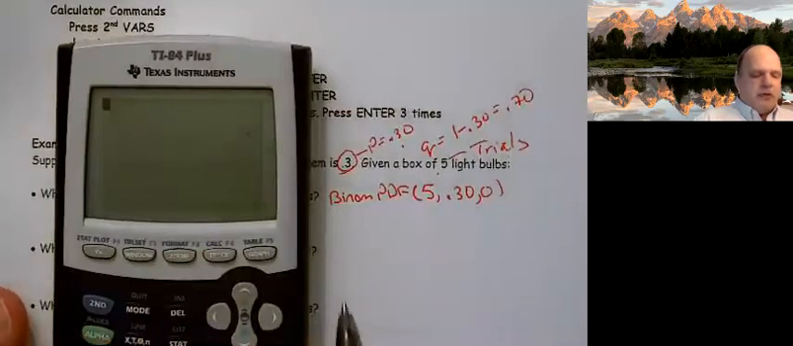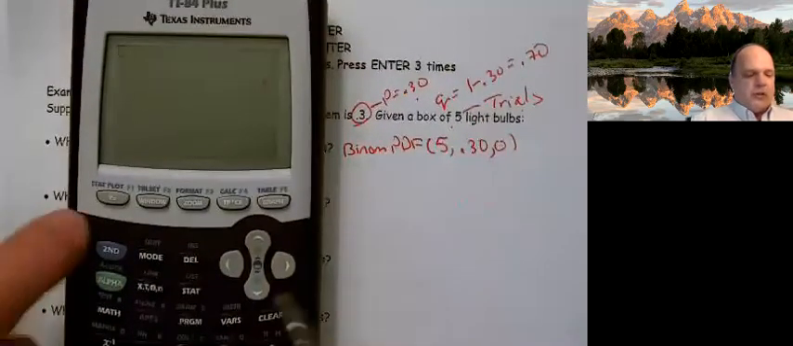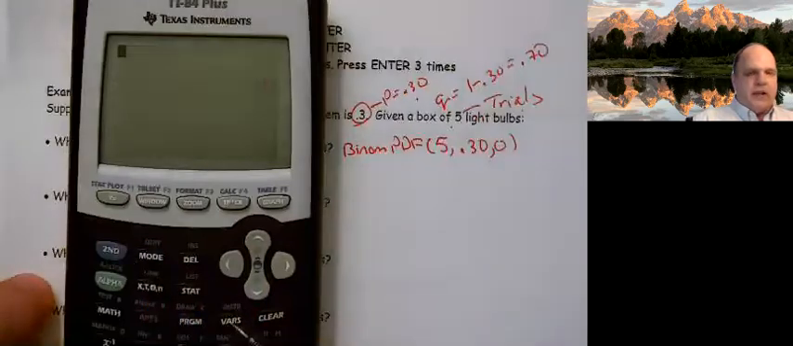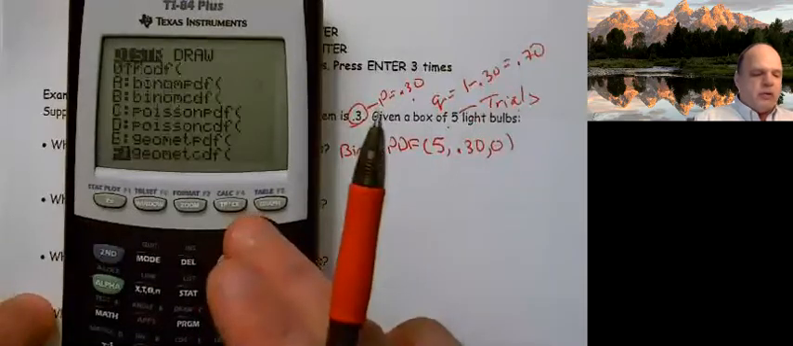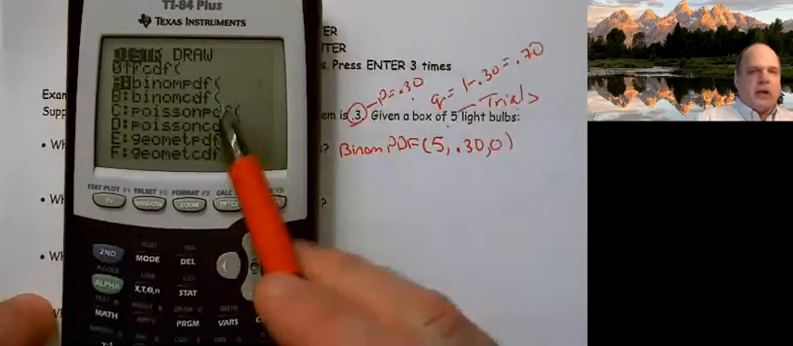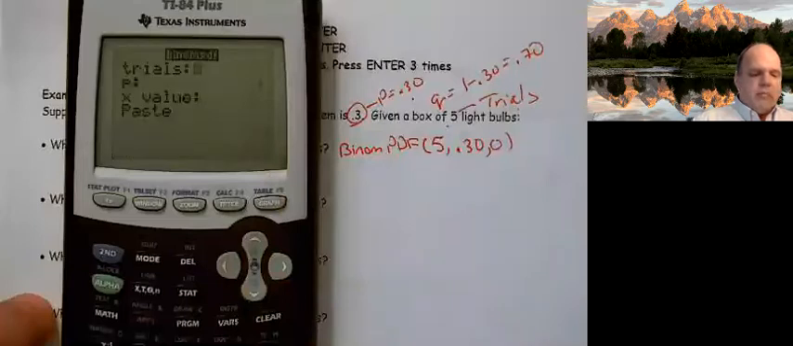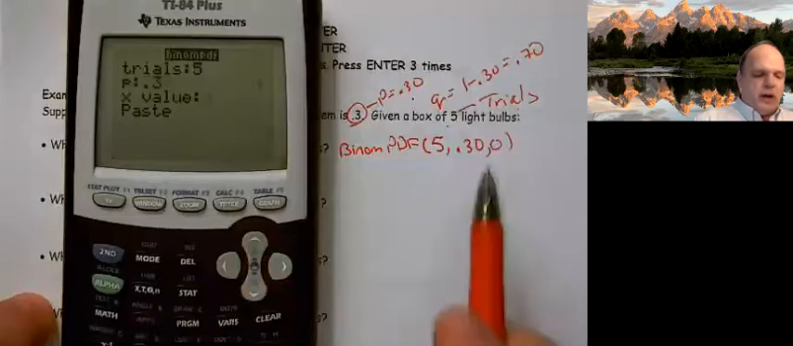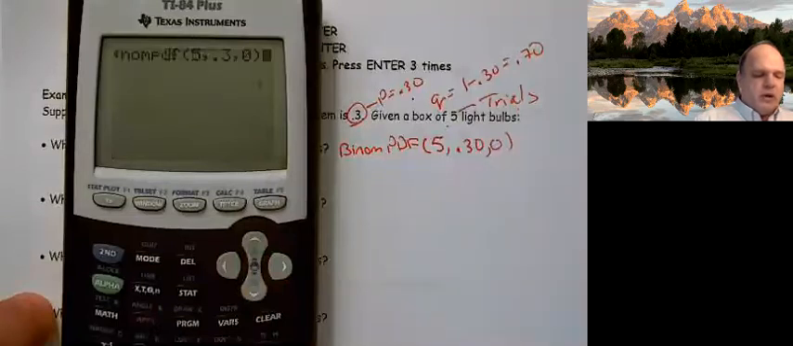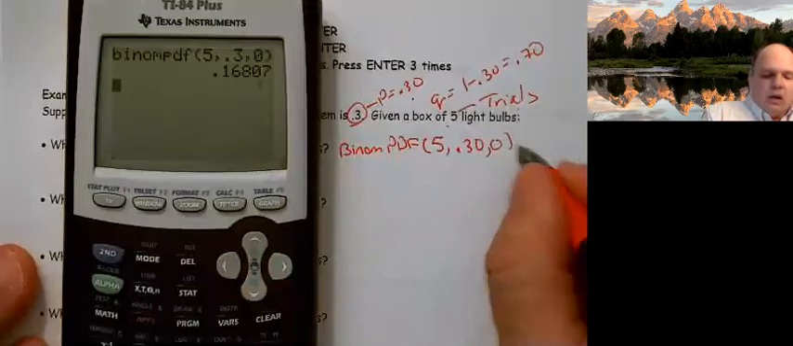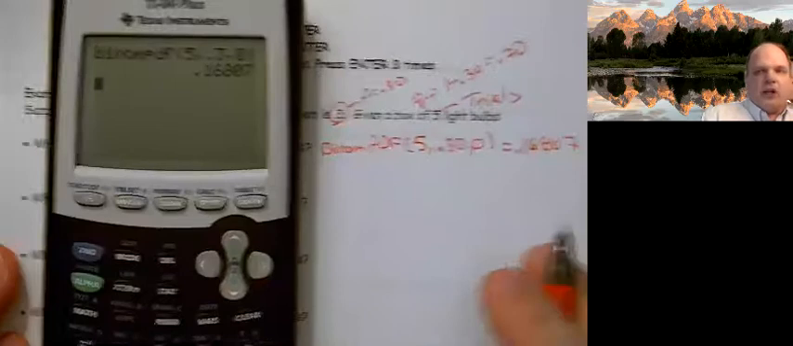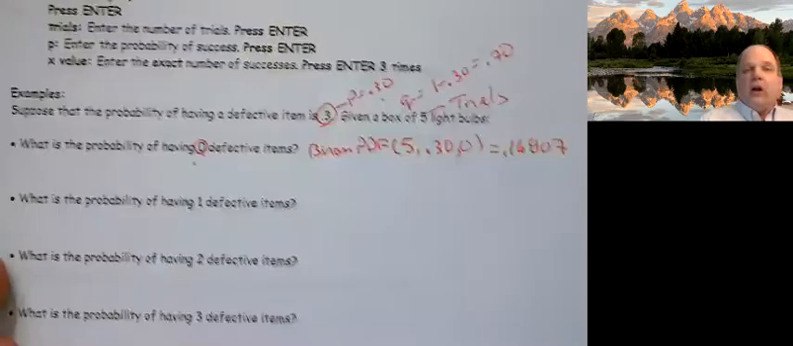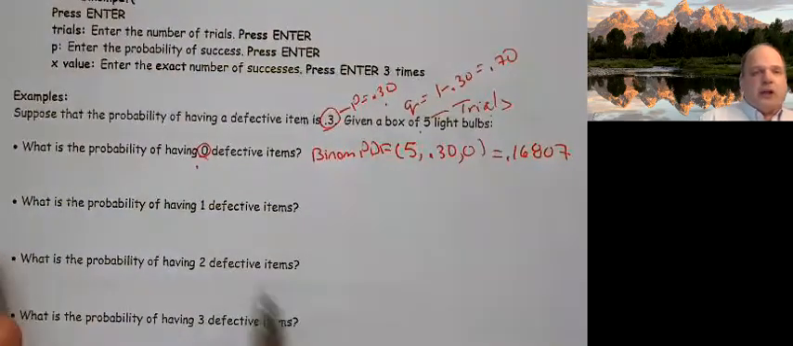All right, so I'm going to press the second button, which is this blue button, followed by the vars button, which has a little distribution on it. So second vars. Then I'm going to scroll way down to letter A, which is binomial PDF. My trials is 5. My probability is 0.3. My X value is 0. And I end up getting 0.16807. And that's my final answer. That's done. So it's pretty easy. The calculator is pretty friendly on this.